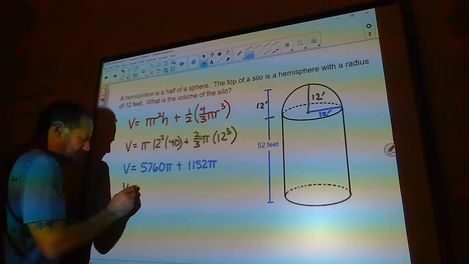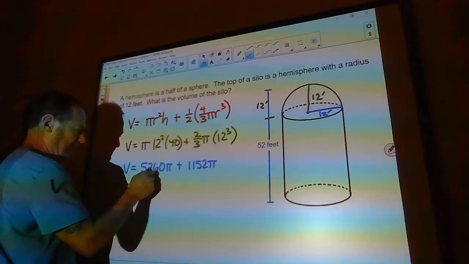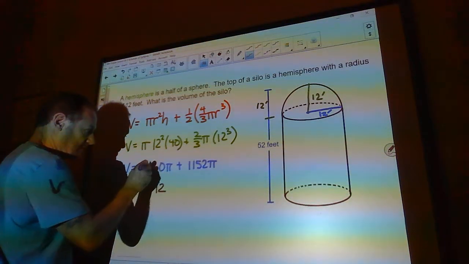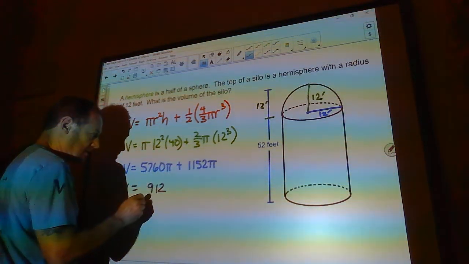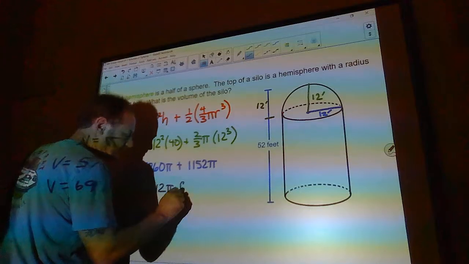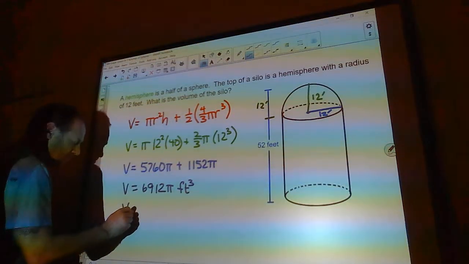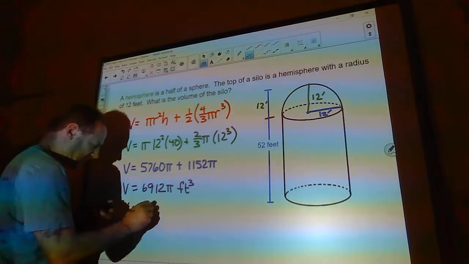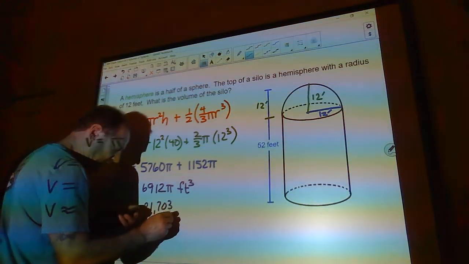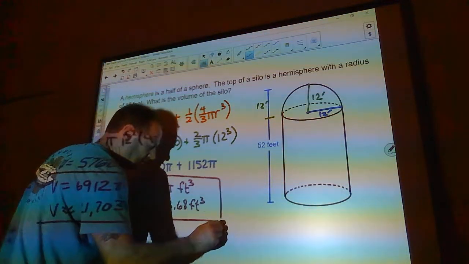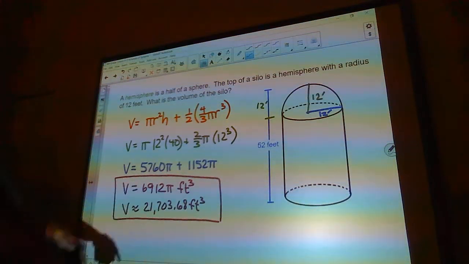So let's simplify this. If I add the 1152 to the 5760, I'm going to get 6,912. So it's 6,912 pi cubic feet exactly, which is approximately, times 3.14, 21,703.68 cubic feet. Here are my answers: exact, approximate.